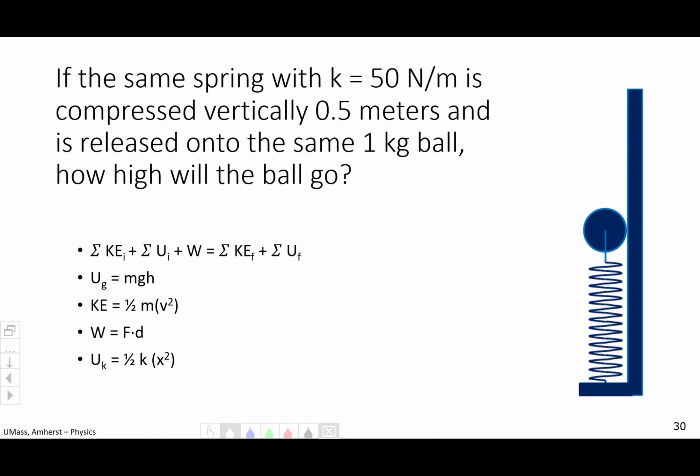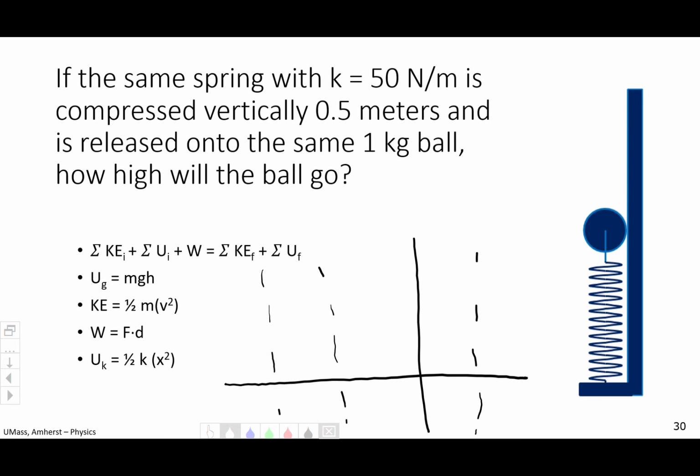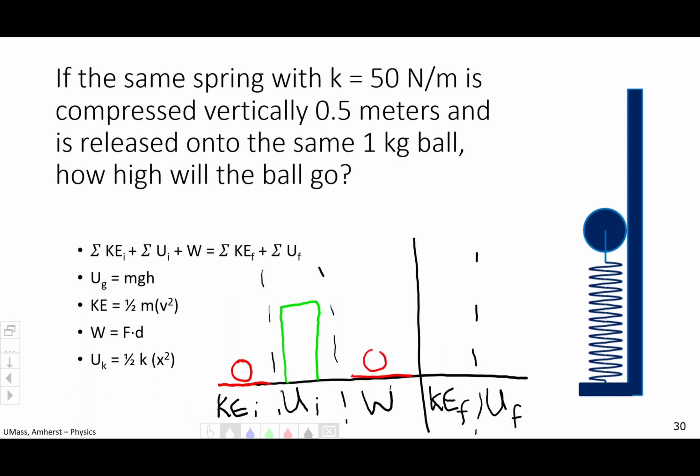So here we have a bar chart of the energy. I'm sorry if you don't like the bar charts. They're not always everyone's favorite. I think they can be very useful, especially when you have lots of energies going in lots of places. Use them if you want. All right, so when we pull the ball down and compress the spring, our kinetic energy is 0. Our potential energy is going to be spring potential energy. We're not doing any extra work.